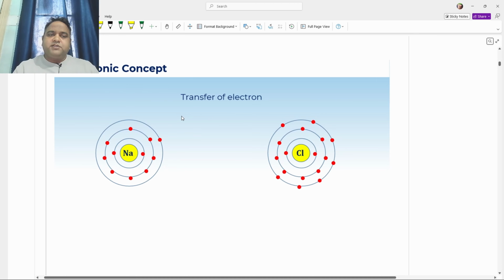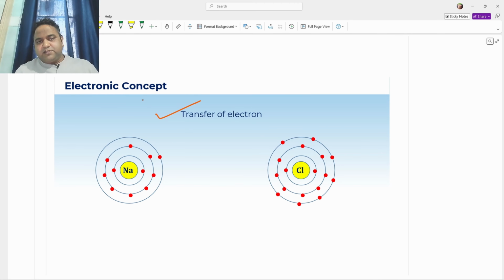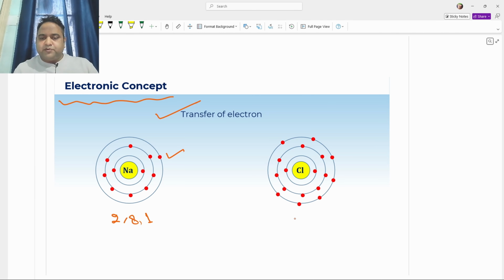Now we are going to discuss the electronic concept of redox reaction. When we talk of the electronic concept, we take the reference of electrons. Let us take the example of formation of sodium chloride. The electronic configuration of sodium is 2, 8, 1, whereas that of chlorine is 2, 8, 7. Sodium will lose one electron and give it to chlorine.